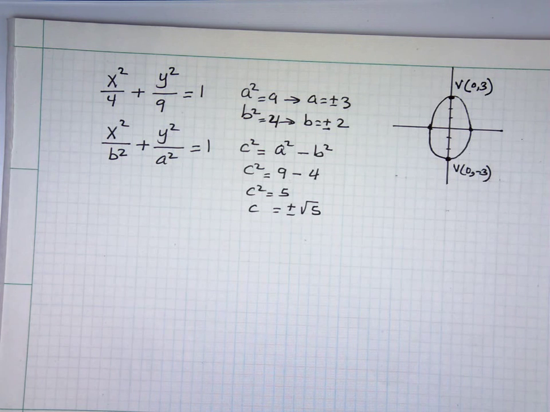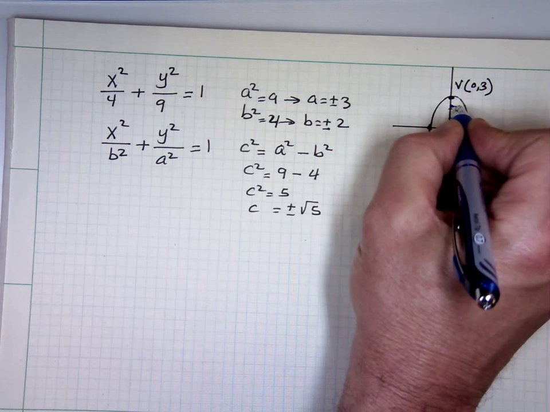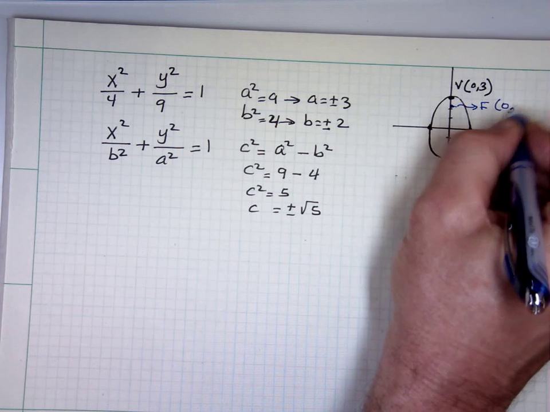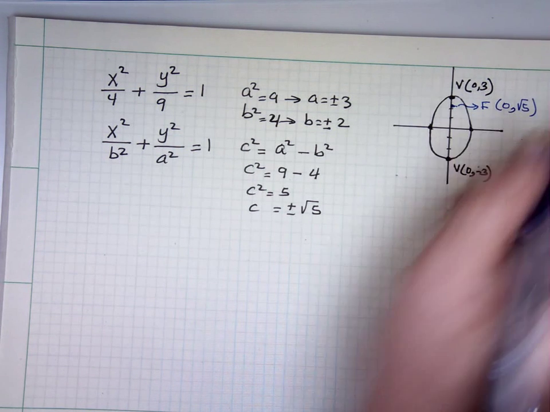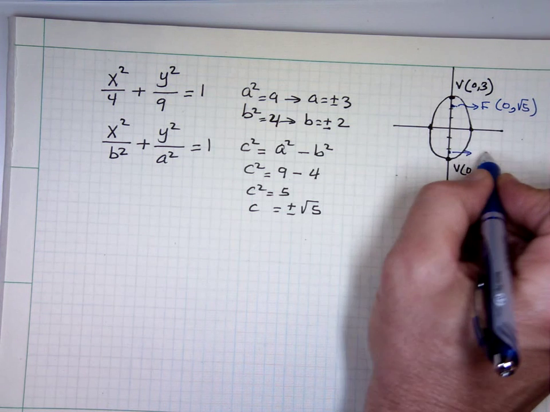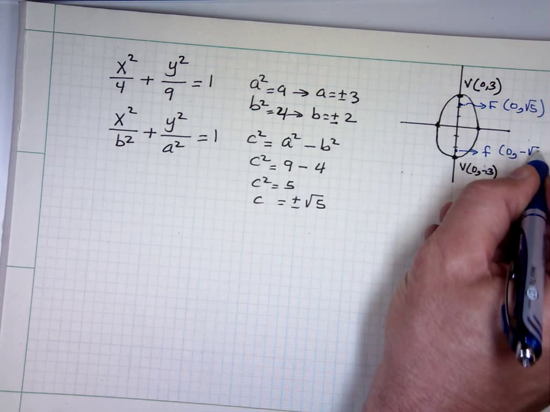So one of my focal points, the square root of 5 is just a hair more than 2. One of them is going to be here, which is 0 comma the square root of 5. And the other one is going to be a hair below the 2, right there. That's the other focal point, which is 0 comma negative the square root of 5.